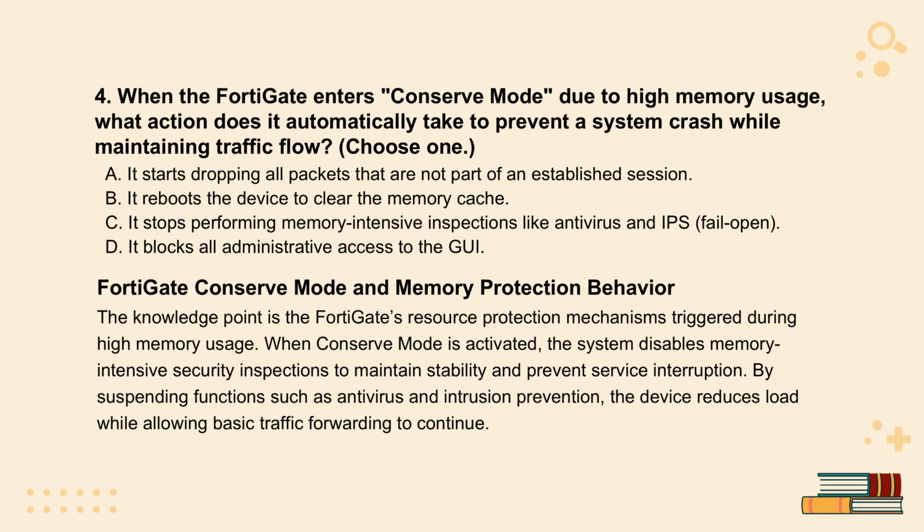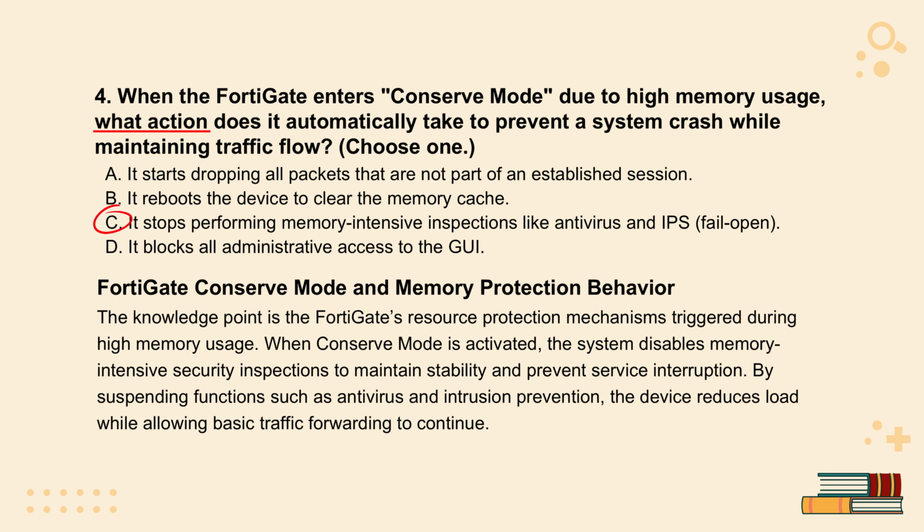Memory. FortiGate firewalls have this state called conserve mode. It kicks in automatically when memory usage gets really high. It sounds like an emergency brake. What is the device actually doing when it slams on the brakes to avoid a crash? Conserve mode is the system's very aggressive attempt to prevent a hard crash, to keep itself online. When memory usage crosses a certain threshold, usually around 85%, the OS has to make a sacrifice. It has to free up memory and fast. And the specific action it takes is to stop doing its most memory-intensive security jobs.